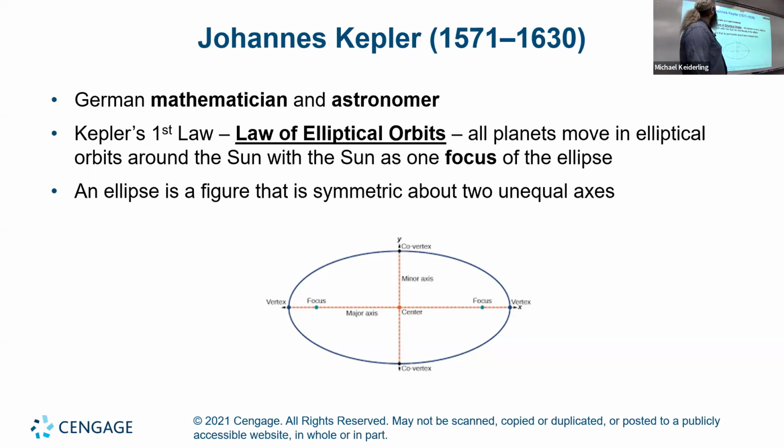So Johannes Kepler was a German mathematician and astronomer who lived from 1571 to 1630. And he was able to work out a set of laws to describe the motion of the planets. The first one, Kepler's first law, is the law of elliptical orbits, which is that the orbits of the planets are not perfect circles.